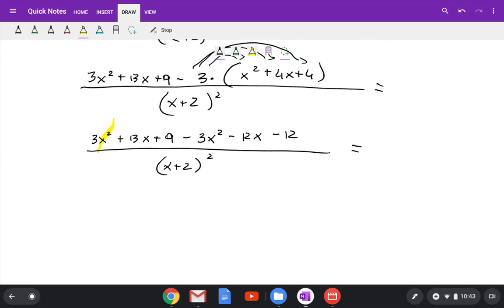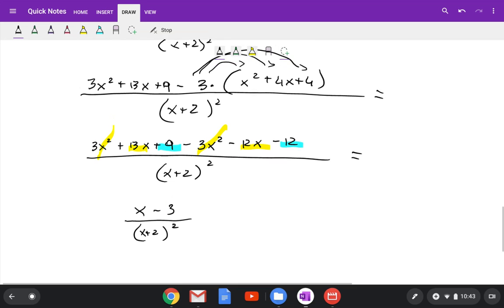Okay, positive 3x squared, negative 3x squared, cancel. Okay, we're combining like terms. So you have 13x minus 12x. That will give us x. And then we have positive 9 minus 12. That will give us negative 3. And that's it. So x minus 3 over (x plus 2) to a second power. That's it. There's nothing else that we can simplify.